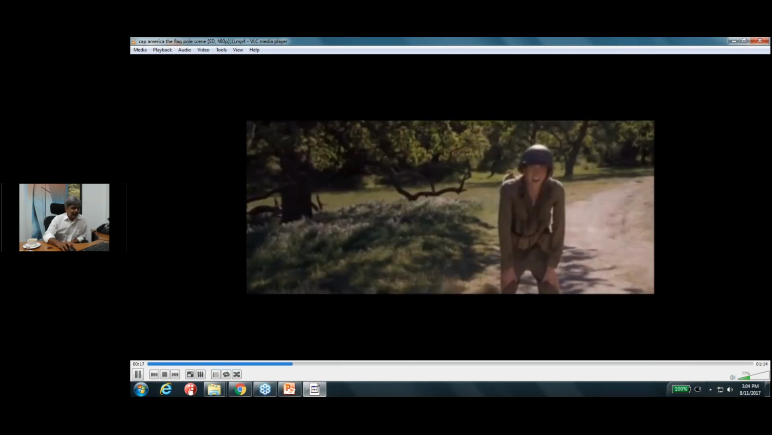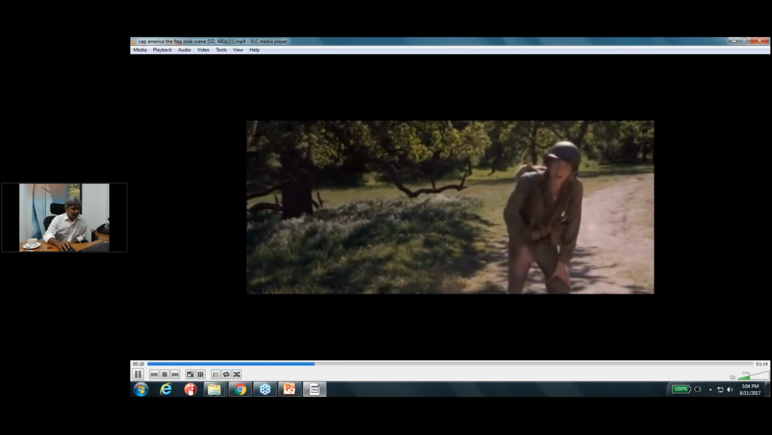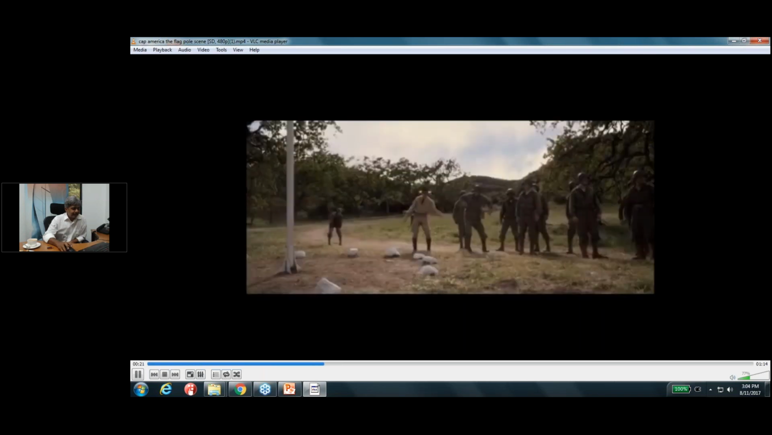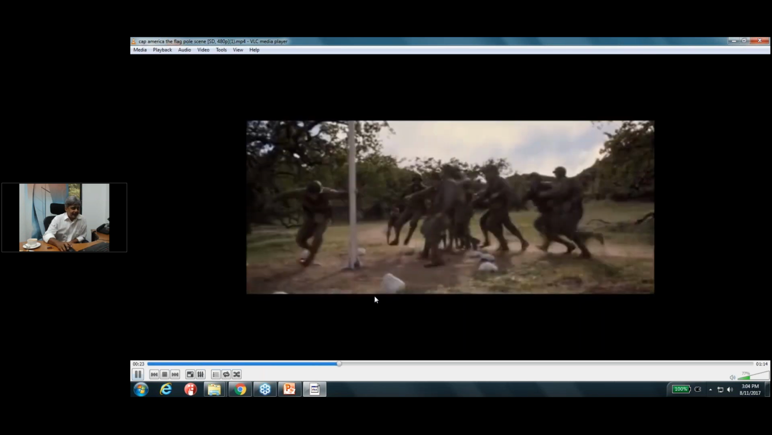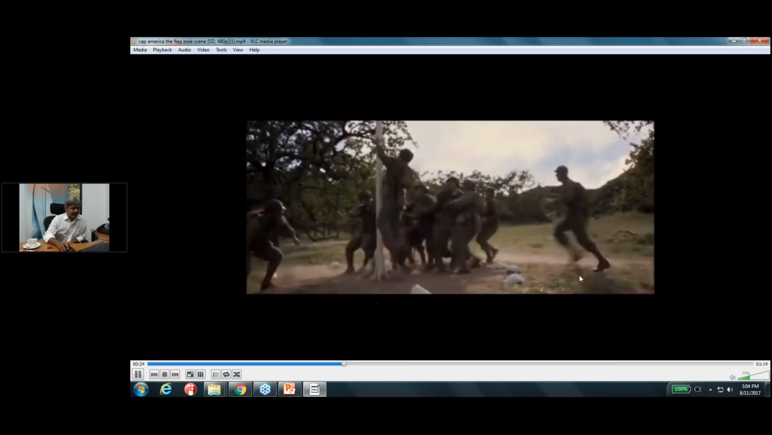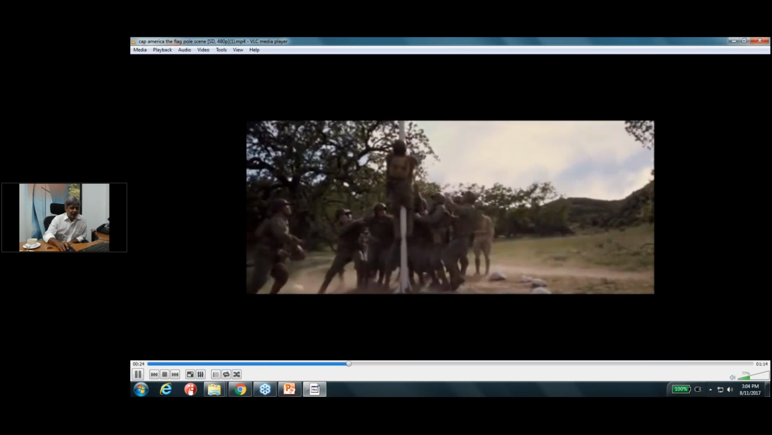Move! Move! Okay, these are the soldiers. They are trying to take this flag. Get up there, Hog! So they are trying very hard, all of them, because they are all very tired.